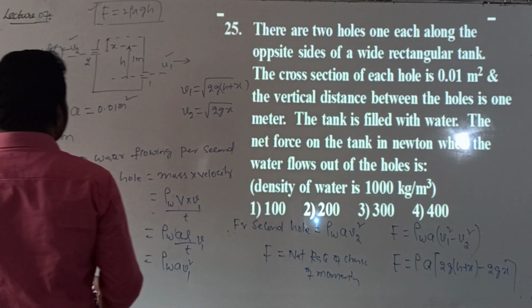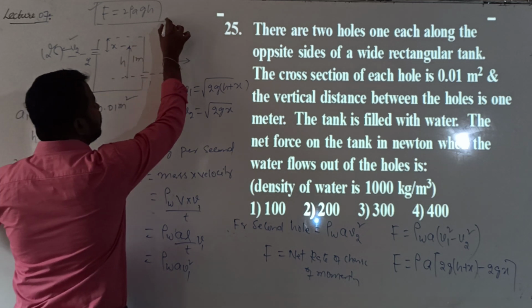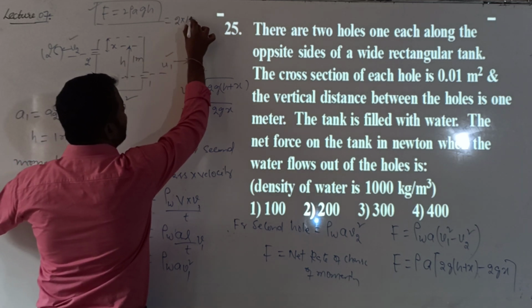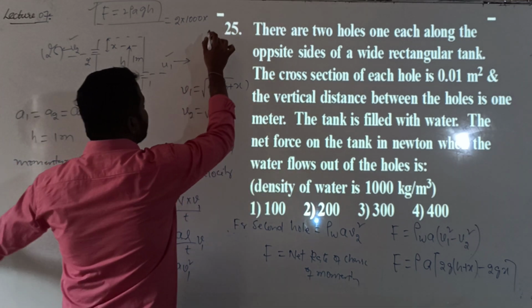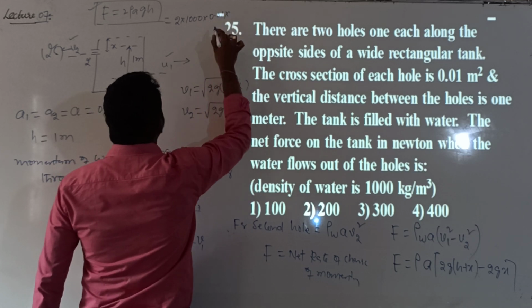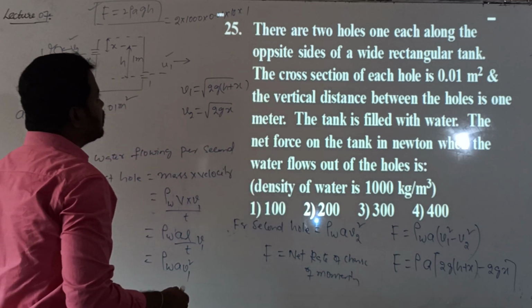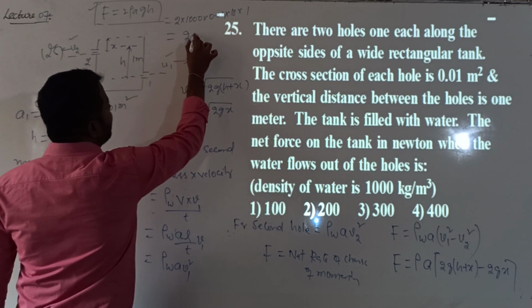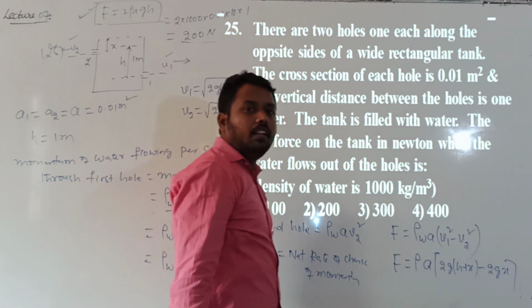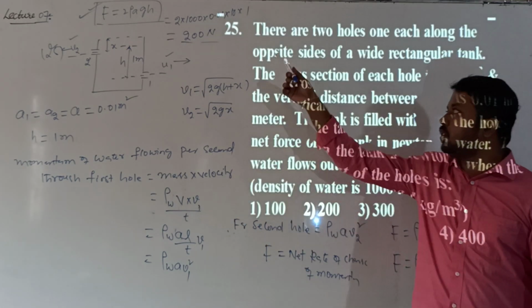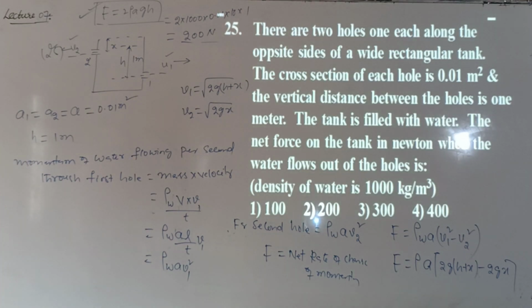Now let us see our question. Can I substitute the data? When I substitute the values, what do I get? 2 into rho, the density of water, 1000 in SI system. Area of cross section given as 0.01, into g, which I take as 10, into H value 1 meter. After simplification, the answer is 200. So the force exerted on the tank is 200 newtons. This is question number 25.